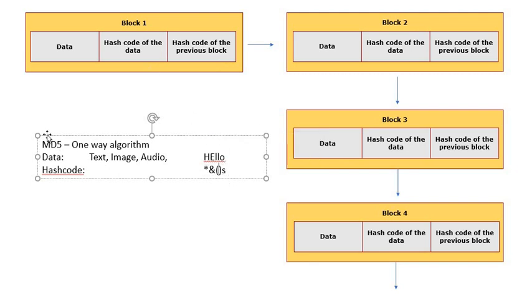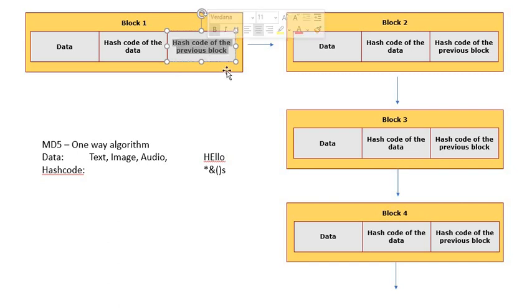So that's the data field, you know what it is, and the hash code of the data, you know what it is, and the previous hash code, the hash code of the previous data. This is the first block, so you don't have any preceding, I mean any previous data, so this field will be stored as null. Whereas here the hash code of the data will be stored.